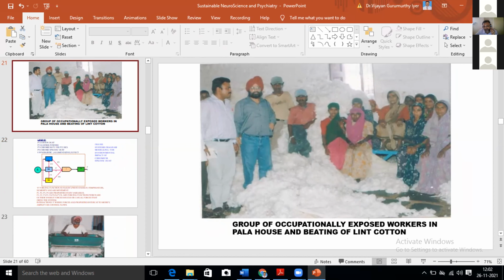The group of occupational exposed workers in Pala House and beating of lint cotton. It is called a strategic environmental assessment process. In my program, which I am giving you, I consider the medical aspect, it's called interdisciplinary. I consider the pharmacological aspect, the sustainability aspect, the environmental aspect. It is a holistic approach. So by the way, I could be able to maximize my efficiency in the program.